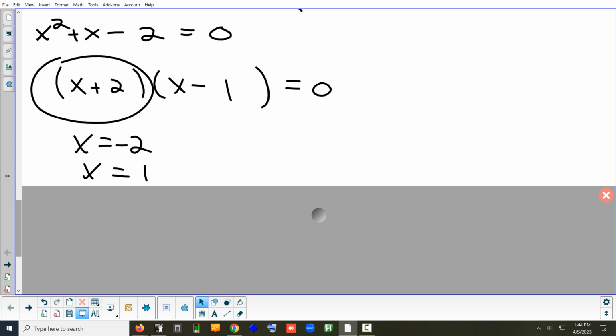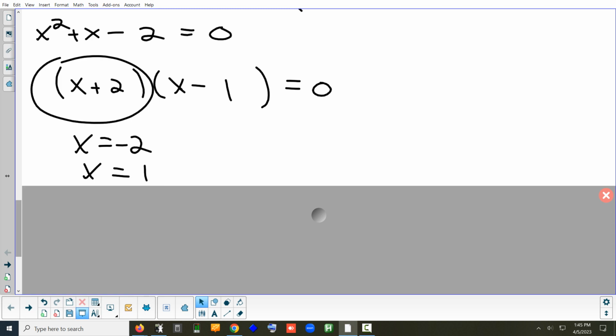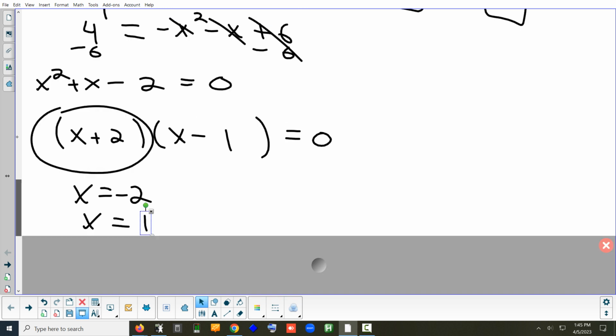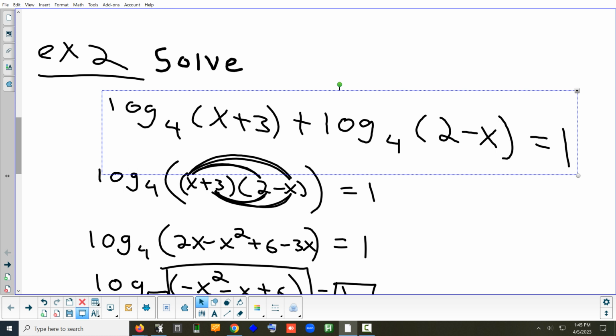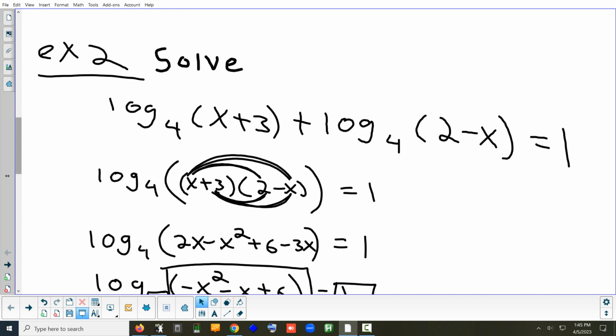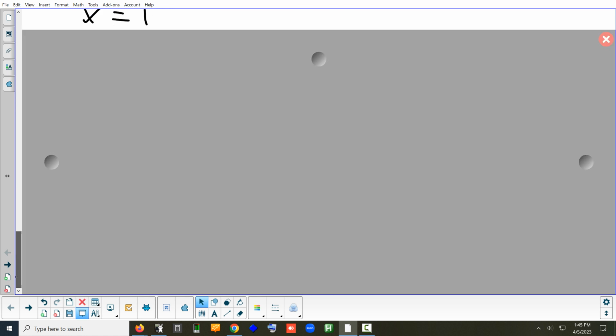Now, the only thing we have to be careful with logarithms is that we don't take the log of a negative, because we talked about what happens if you try to do that. You end up with an imaginary answer. So we need to check and make sure that if we plug in these numbers, we are never taking the log of a negative. Let's check 1. What's 1 plus 3? 4. That's log base 4 of 4. That's fine. This came out positive. What if we plug in 1 here? What's 2 minus 1? 1. So that's okay too. So plugging in 1 works.